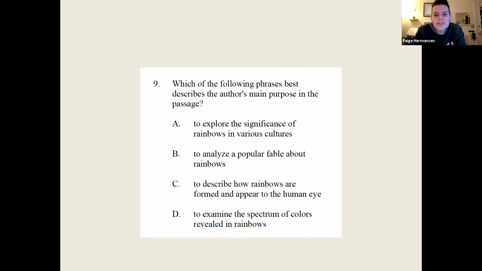D, to examine the spectrum of colors revealed in rainbows. No, that's a little bit too specific. That is maybe an element of this that is discussed, but answer option C is the only one that really sums up the entire purpose here, which is to talk to us about how the human eye perceives rainbows, right? So the answer to question 9 is C.